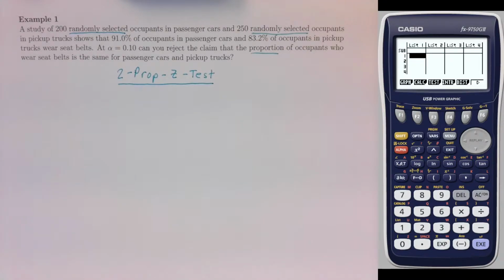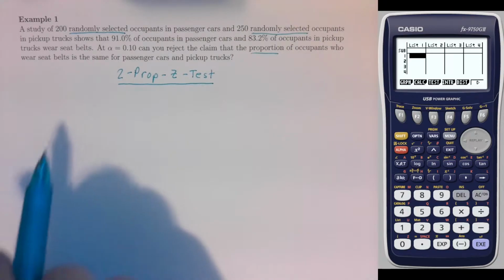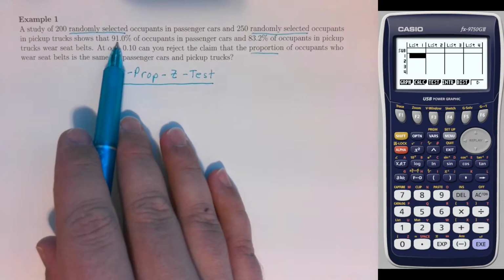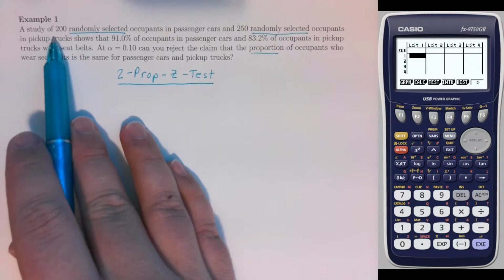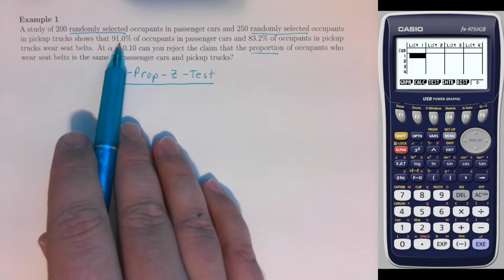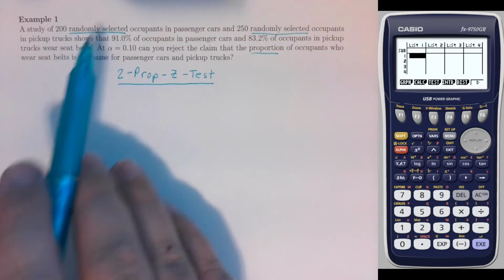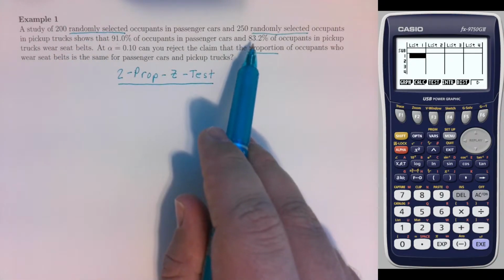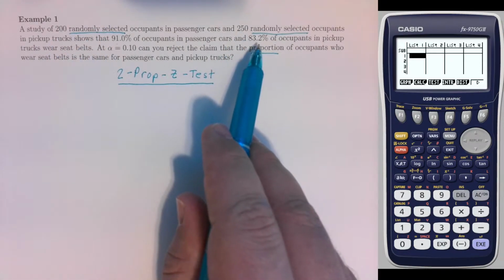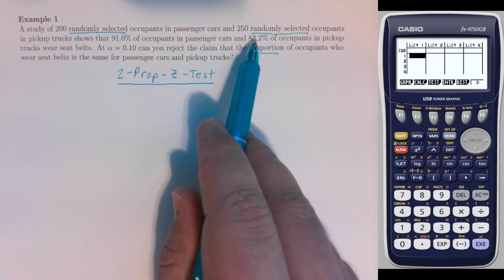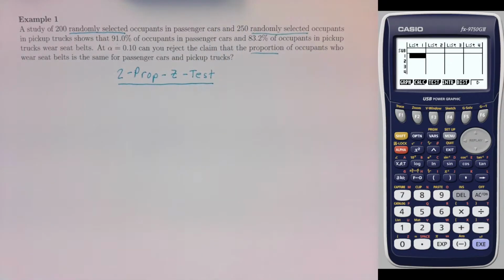The number of successes and failures need to be at least 5. And 91% successes of 200 is definitely bigger than 5. And then 9% failures of 200 is bigger than 5. And similarly, 83.2% of 250 and 16.8% of 250. So we meet that requirement as well.